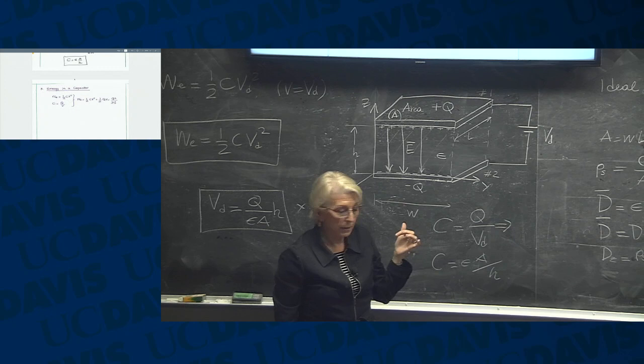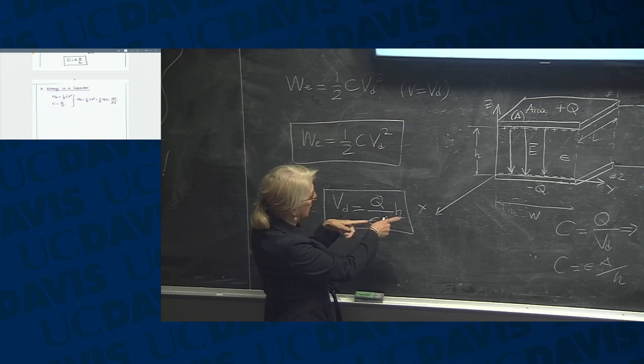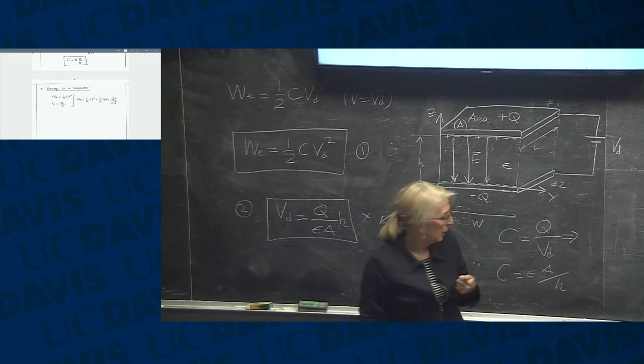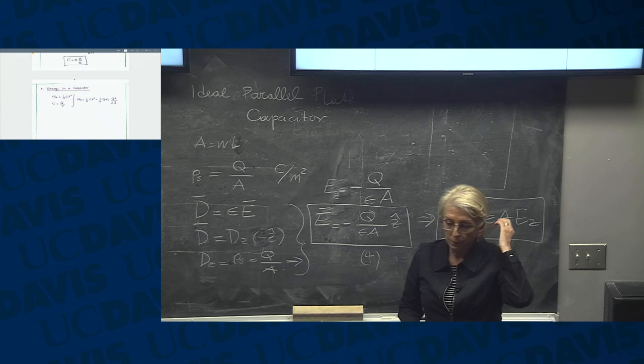All right, so if we know the voltage, we can find the charge. They're not gonna give us both. If they give us both, then in reality, they are forcing these parameters to have a particular relationship. Okay, but these are one, two, three, four. These are the important equations for a capacitor. Any questions?